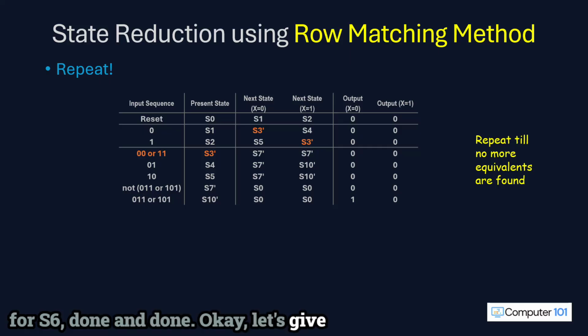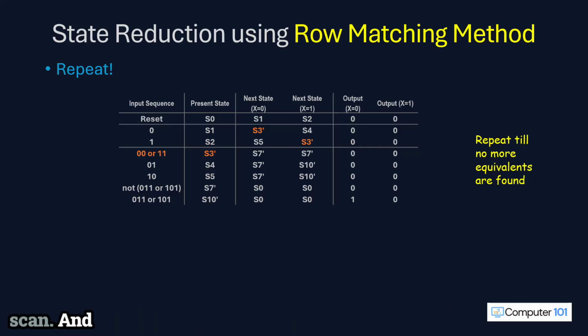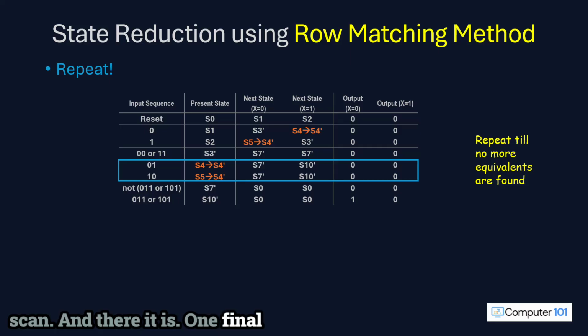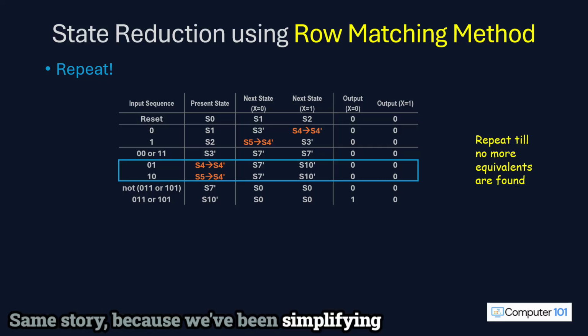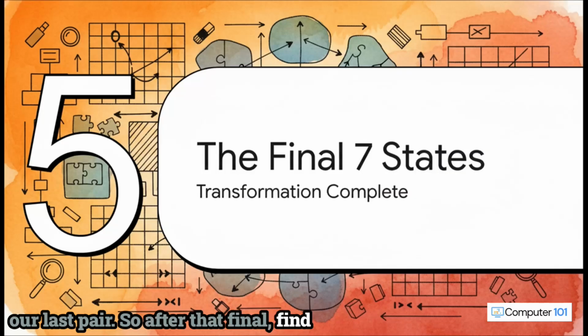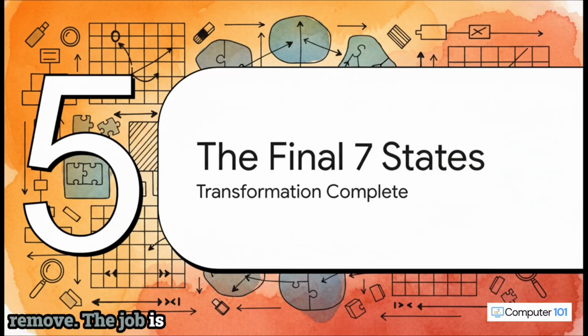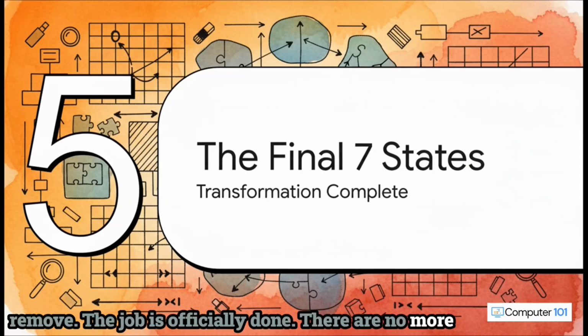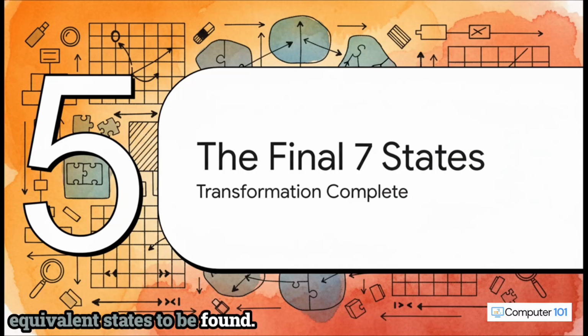Okay, let's give our table one last scan. And there it is, one final pair, states S4 and S5. Same story, because we've been simplifying everything else, these two now match perfectly. This is our last pair. So after that final find, rename, and remove, the job is officially done. There are no more equivalent states to be found. Let's take a look at the final result of all our hard work.